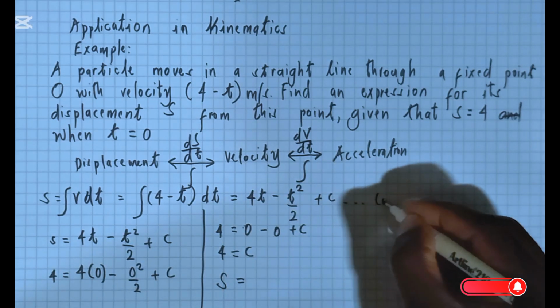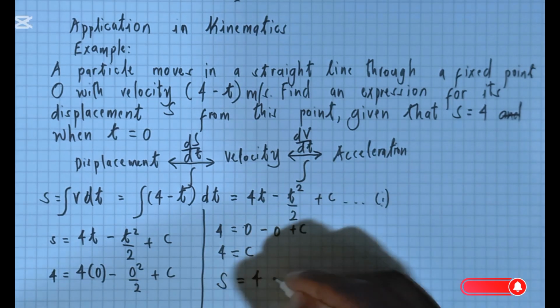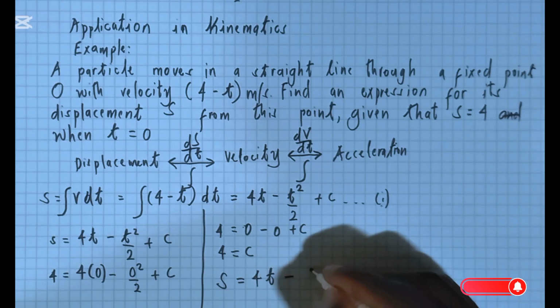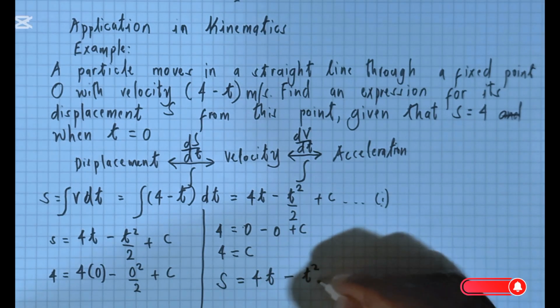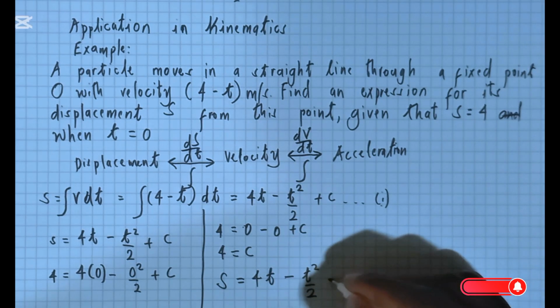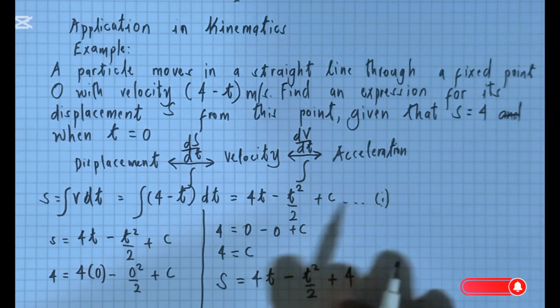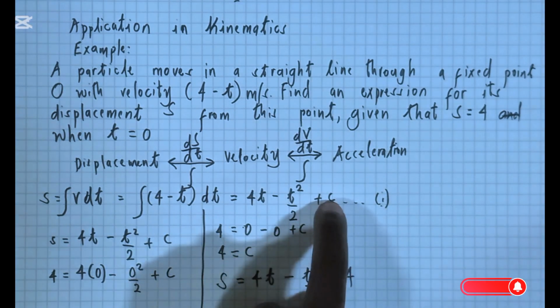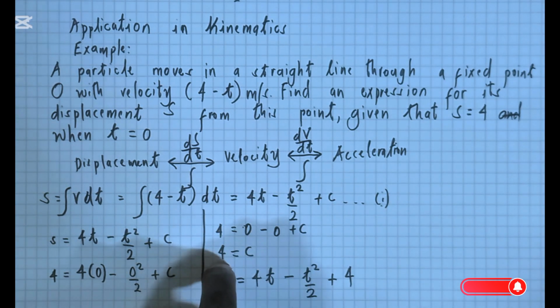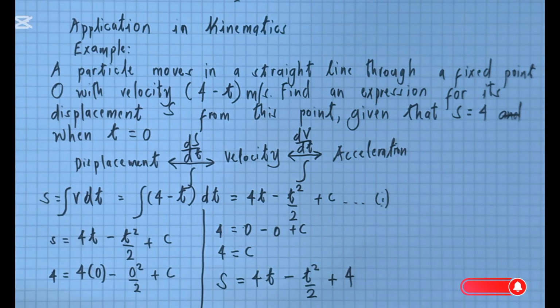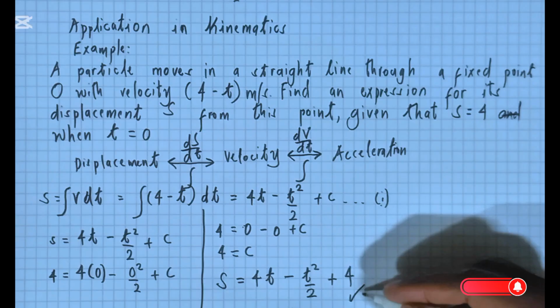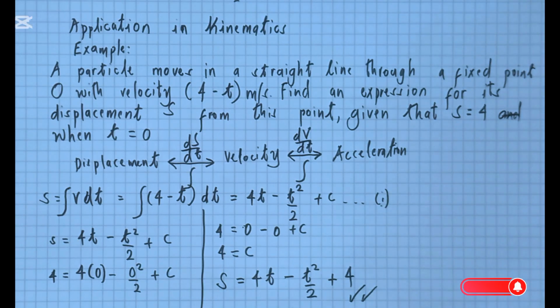Let me have it as equation 1 here: 4t minus t squared all over 2 plus 4. So where we had c here, now we're going to have the value 4, as you can already see from that workout. So that's it for that particular problem.